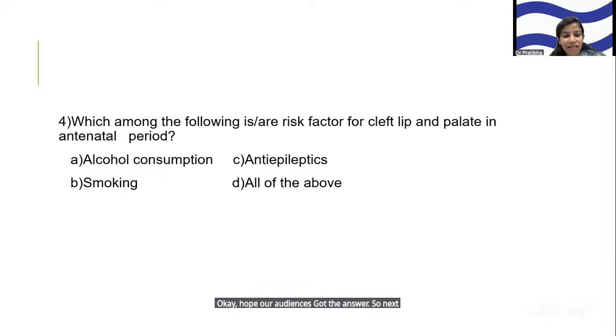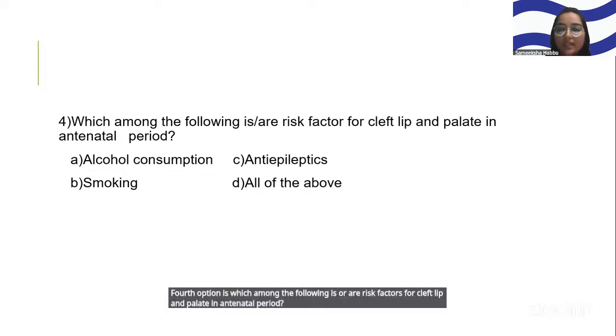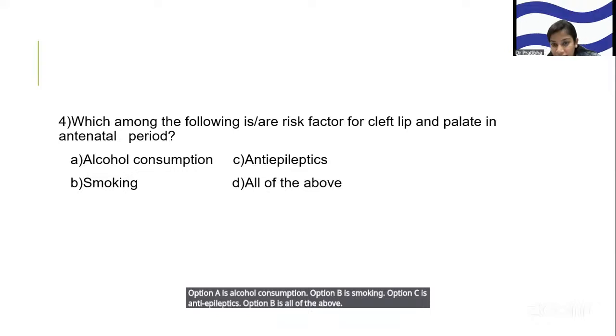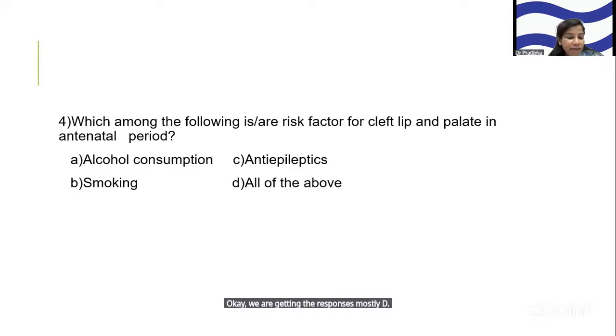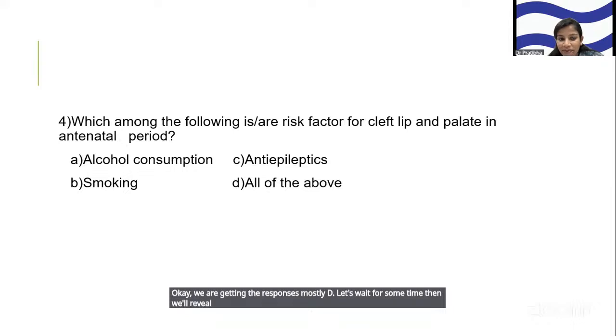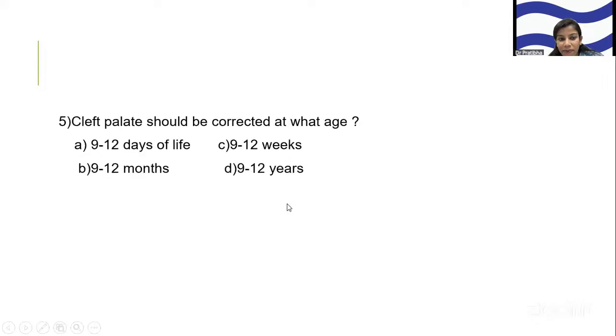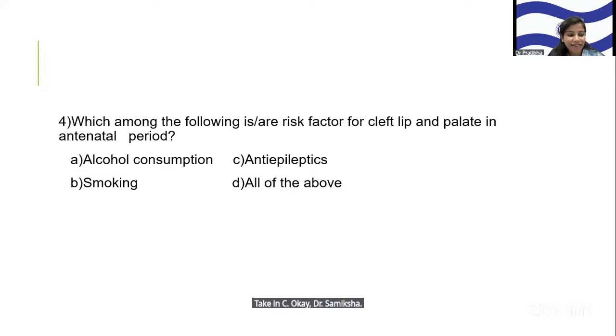Next MCQ, please. Fourth question is, which among the following is or are risk factors for cleft lip and palate in antenatal period exposure? Option A is alcohol consumption. Option B is smoking. Option C is anti-epileptics. Option D is all of the above. We are getting the responses, mostly D. Let's wait for some time, then we'll reveal the answer. Okay, Dr. Samiksha, now kindly give the answer. All of the above are risk factors, so option D is the correct answer.